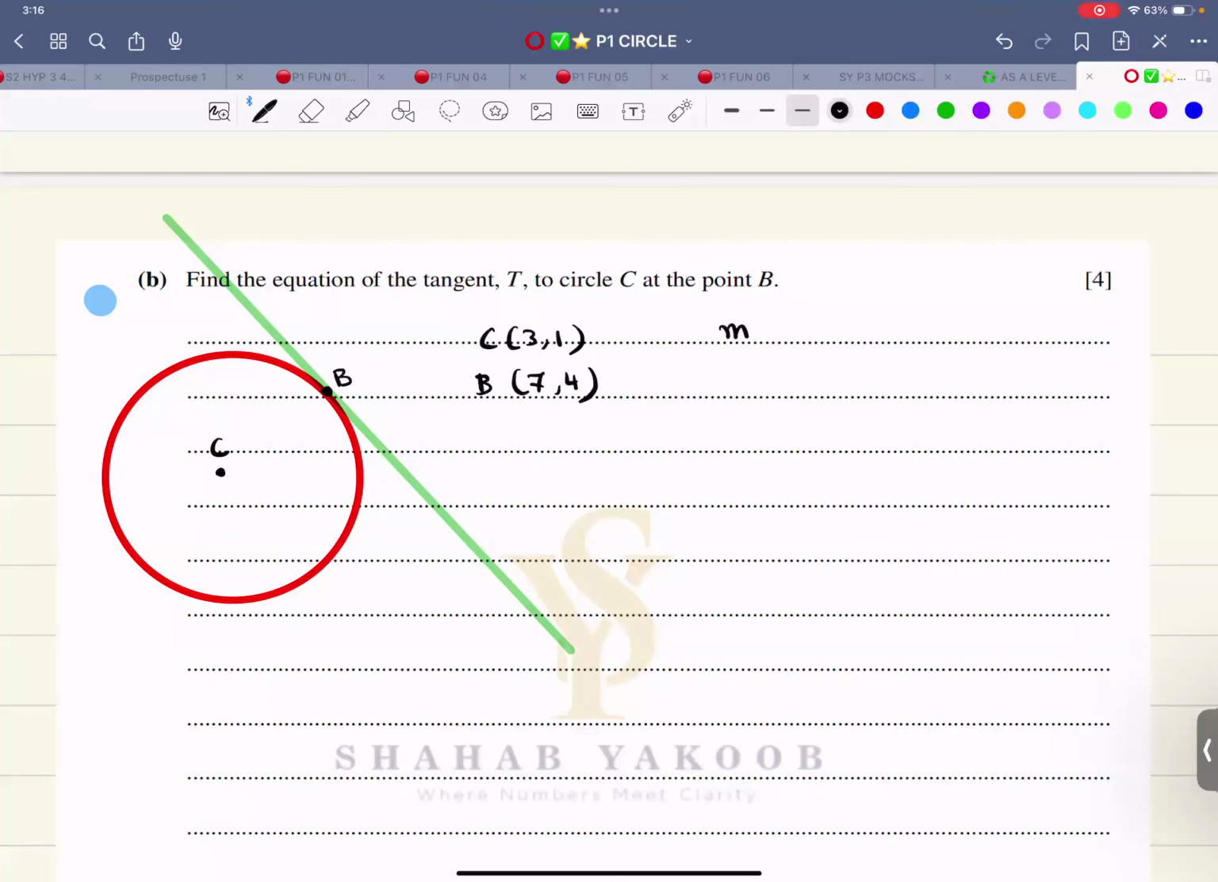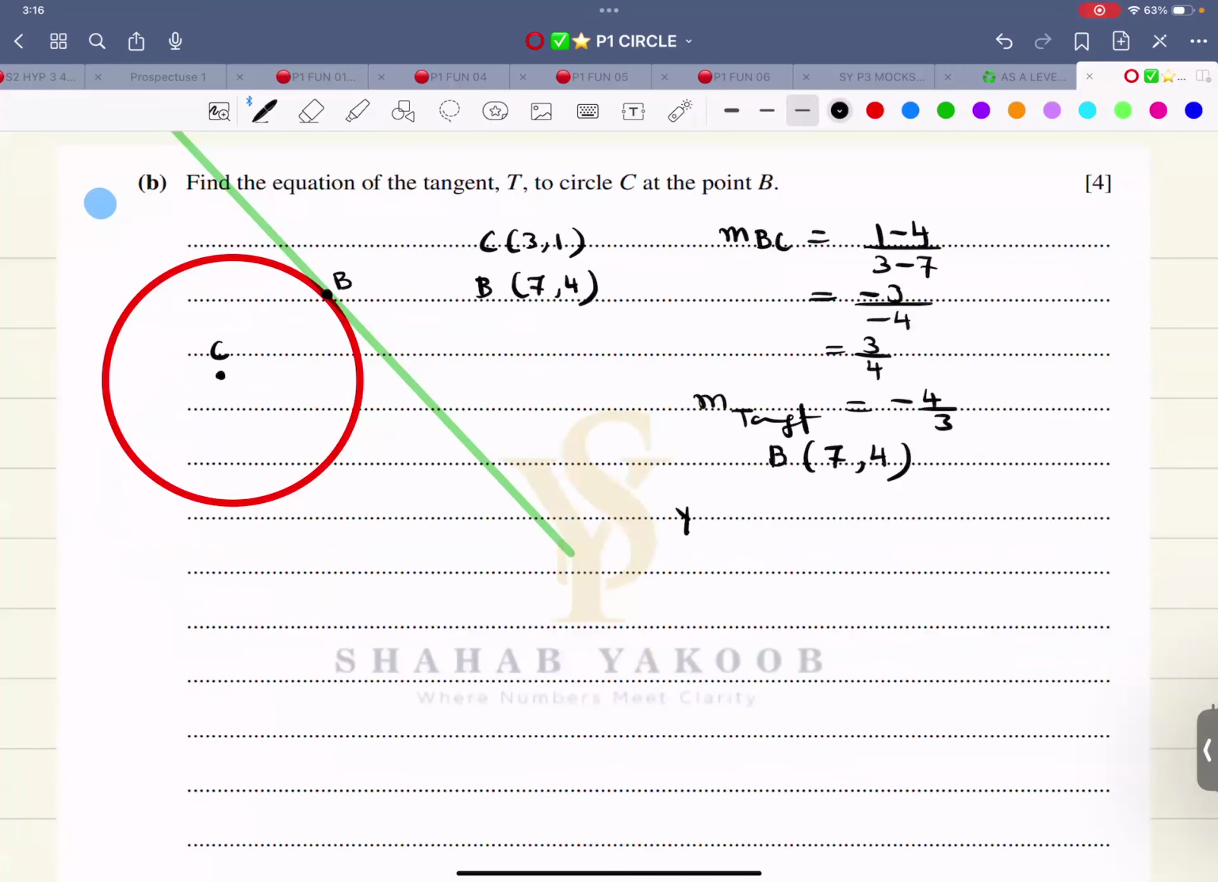Let me evaluate the gradient of BC. That is 1 minus 4, and this is 3 minus 7. This is -3 at the top, and this is -4 at the bottom. This is 3/4. Therefore, the gradient of the tangent should be -4/3. And the tangent is passing through B, which is (7, 4).